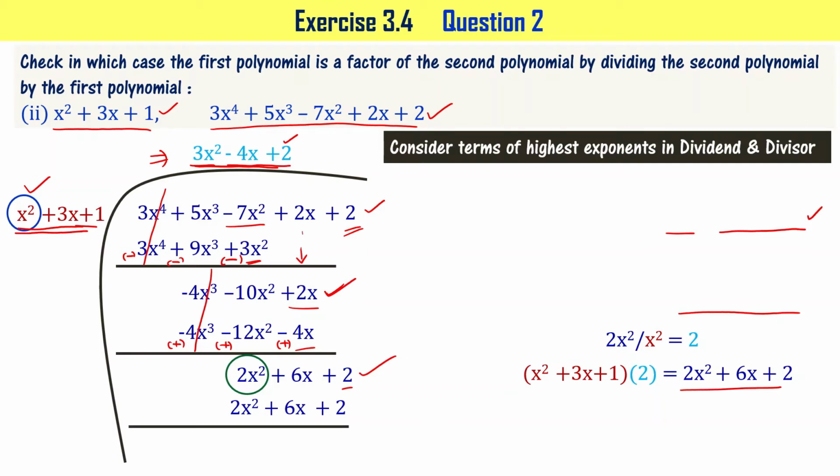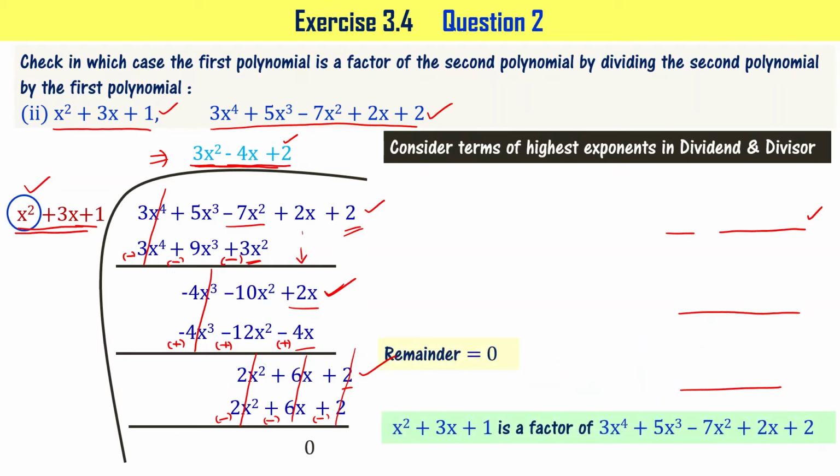When I subtract, I'll be changing signs of the terms in the expression below. And once I change signs and add term by term, 2x square minus 2x square gets cancelled. 6x minus 6x gets cancelled. Plus 2 minus 2 gets cancelled. So the answer is 0. Since the remainder is 0, we can say that x square plus 3x plus 1 is a factor of the second polynomial given, right?